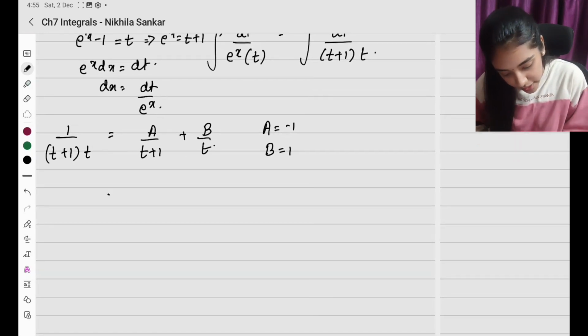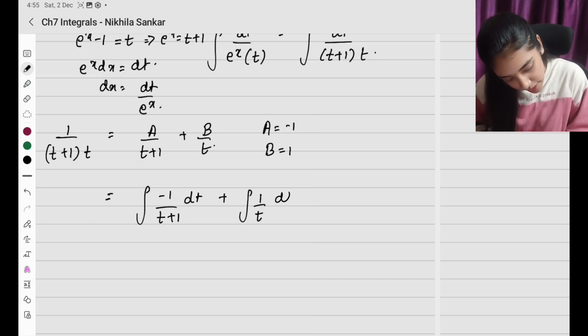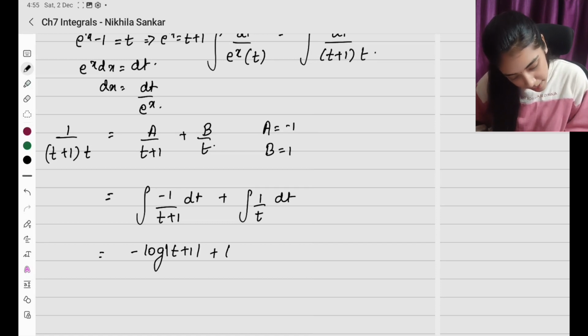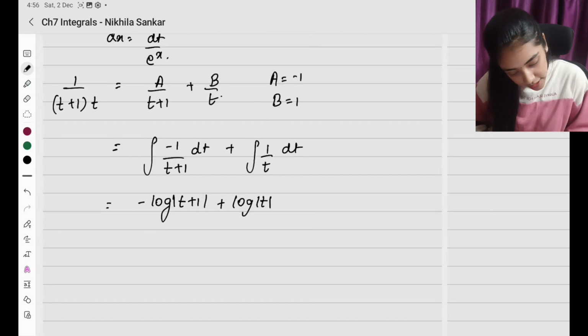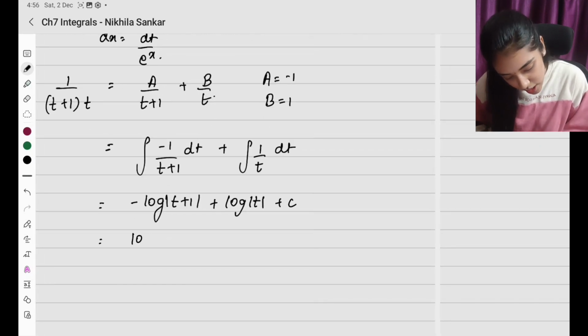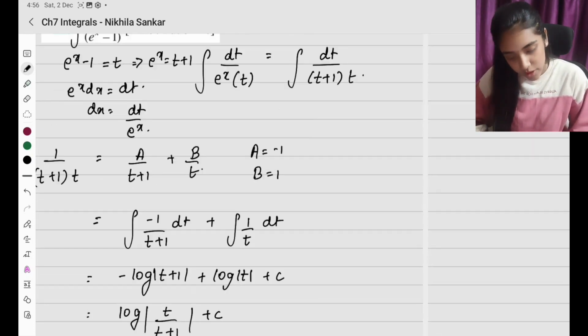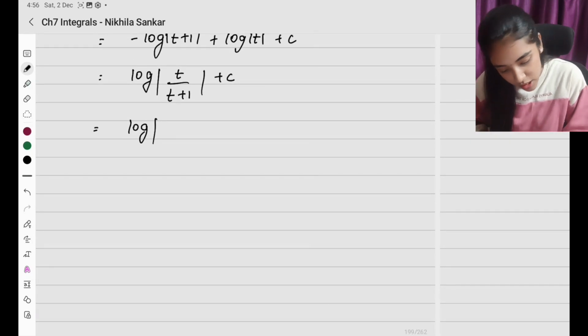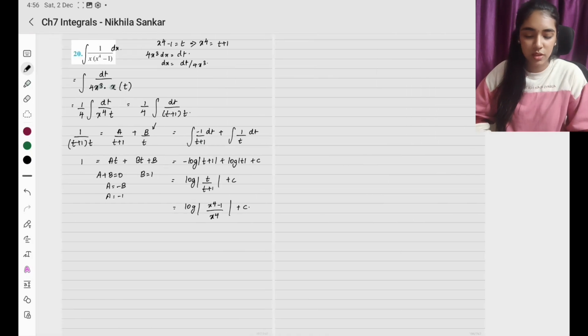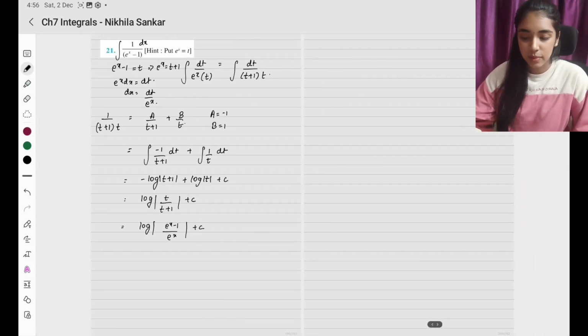So when I find the integral, I have minus 1 divided by t plus 1 dt plus 1 divided by t dt, which is minus log mod t plus 1 plus log mod t plus c, which is log of a by b. So t divided by t plus 1 plus c. Resubstituting for t, what did we substitute for t? E to the x minus 1. So e to the x minus 1, divided by e to the x, plus c. Very, very similar to the previous question. Okay, please copy.